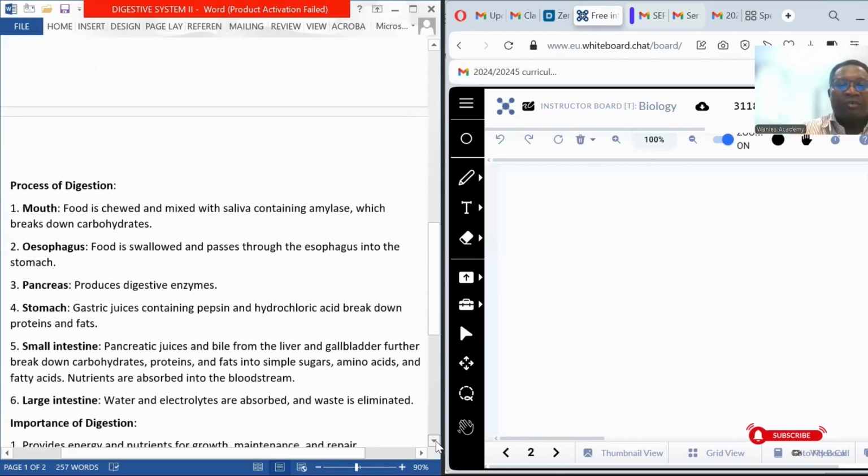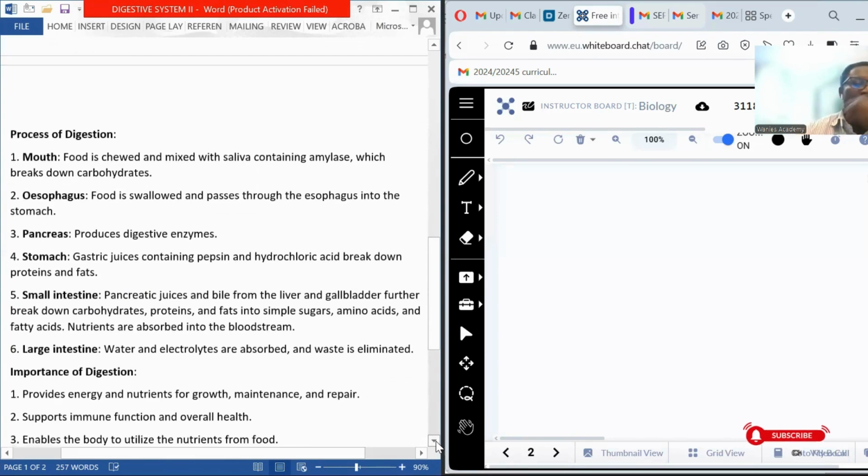Let's see the processes involved in digestion. Now, the first process involved in digestion is when the food is chewed or masticated in the mouth, where saliva that contains the enzyme amylase helps break down carbohydrates to produce maltose. In the esophagus, the semi-solid food moves through the esophagus in a peristaltic movement into the stomach.